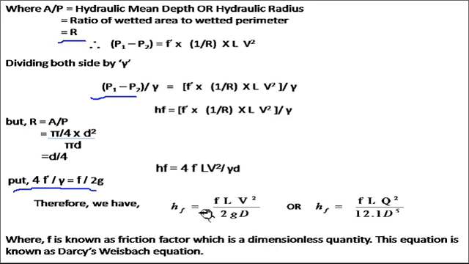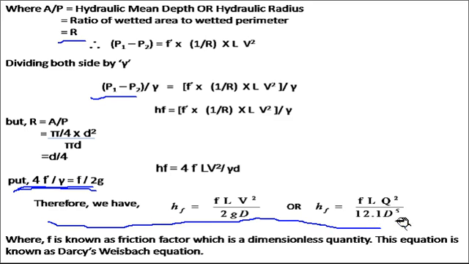Remember that F dash upon gamma is nothing but F upon 2G. This equation is based on the experimental results performed by Froude. Therefore, we have the head loss equal to FLV square upon 2GD, or in terms of discharge, we have the head loss FLQ square upon 12.1 into D raised to 5. The head loss in terms of discharge we have calculated from the continuity equation.